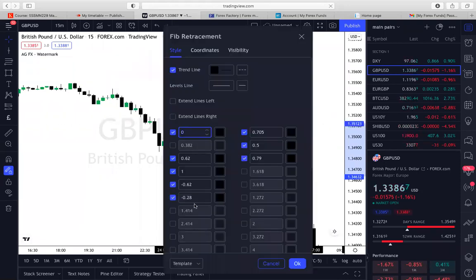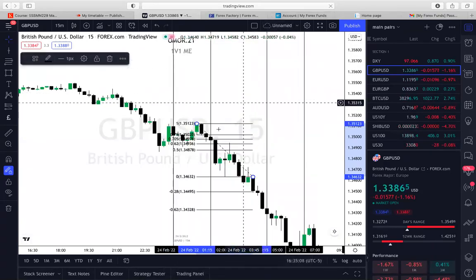Here's my fib settings. 0, I don't have this one on. 0.62, 1. You don't need these negative ones, by the way. On the right, 0.705, 0.5, 0.79. So we can take the negatives off. You don't need the negatives. I just have the negatives there, I don't know why I have them. They're not significant. The only ones you care about are these ones.